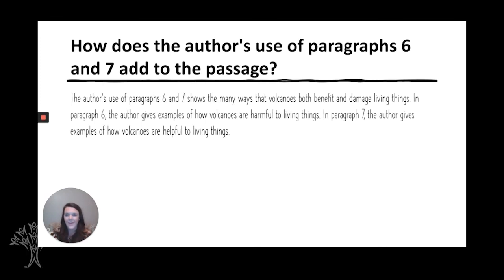So here's what I wrote. The author's use of paragraphs 6 and 7 shows the many ways that volcanoes both benefit and damage living things. In paragraph 6, the author gives examples of how volcanoes are harmful to living things. In paragraph 7, the author gives examples of how volcanoes are helpful to living things.